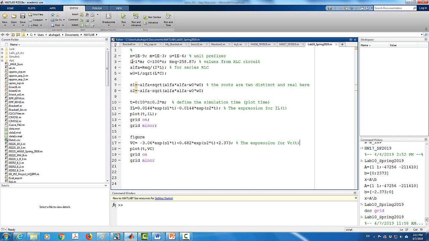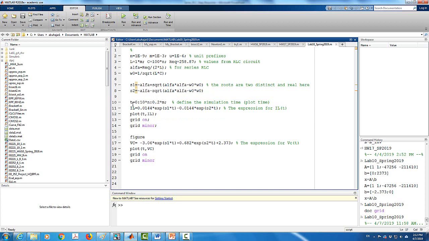In the second line, I entered the values of L, 1 millihenry, C is 100 nano, and what our equivalent R was, which is 258.87. I found alpha, I found omega naught, right? Those are basically to validate if my answers were correct or not. Then I calculated what S1 and S2 are: minus alpha plus the square root of alpha squared minus omega naught squared, or minus alpha minus the square root of alpha squared minus omega naught squared.